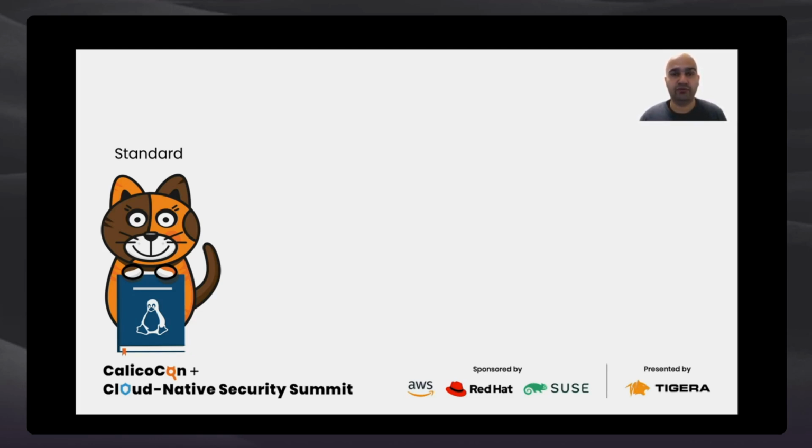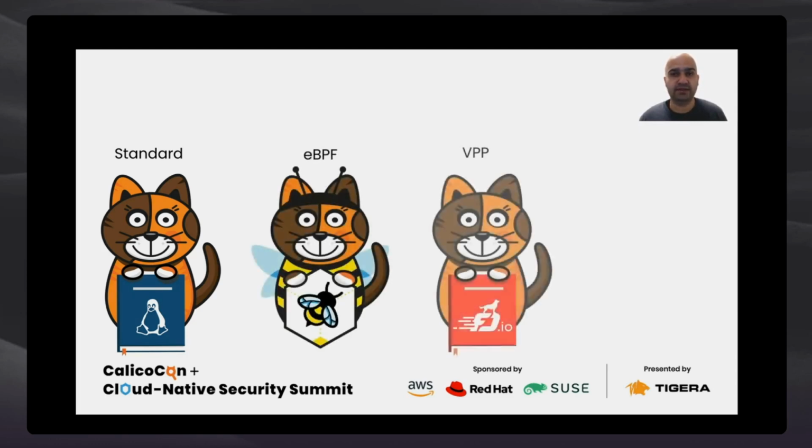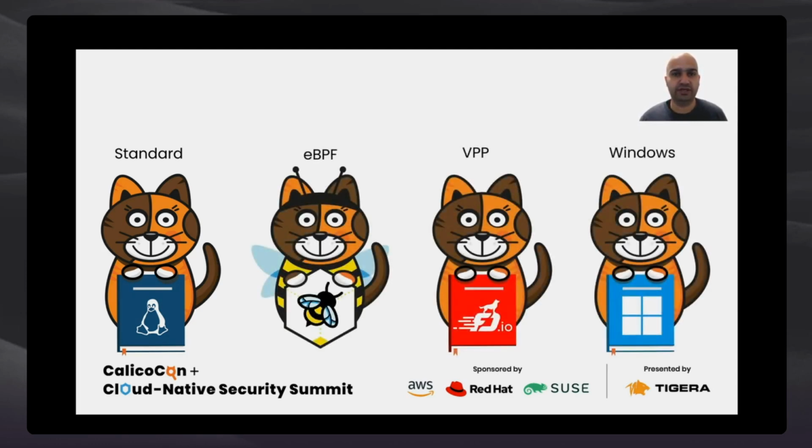Today, Calico offers 4 data planes that can be switched on depending on your needs and environment. In fact, these data planes are the foundation of our enterprise offerings at Tigera, and a lot of companies rely on Tigera's support and solution to provide security, observability, and networking for their cloud environments.